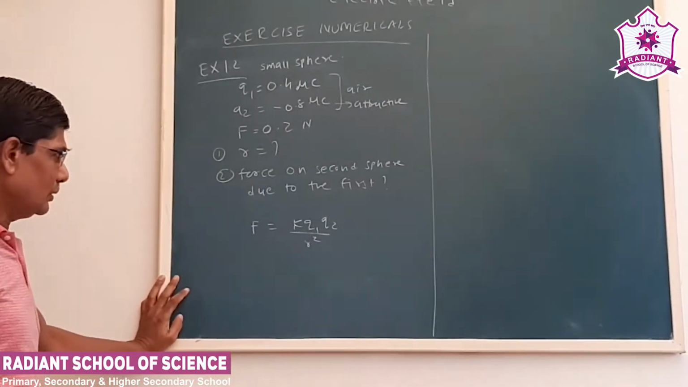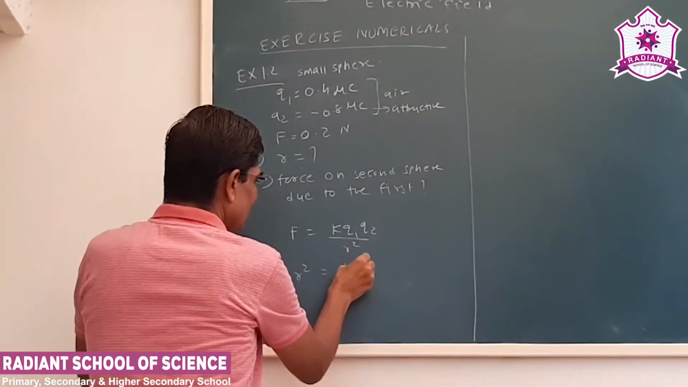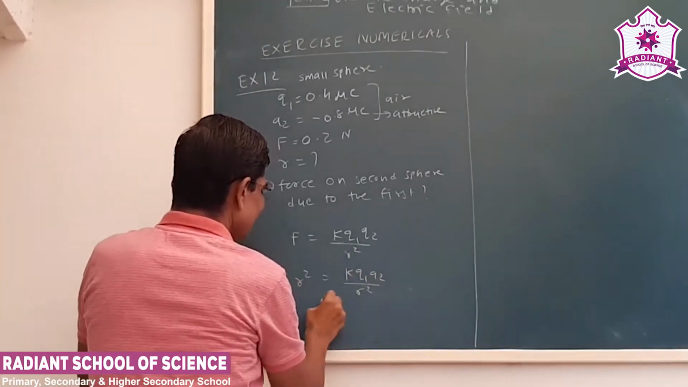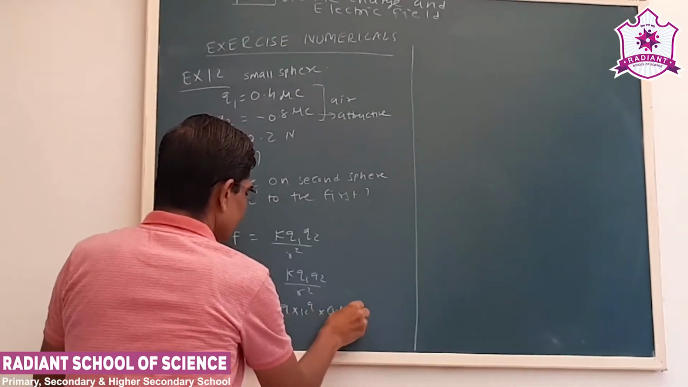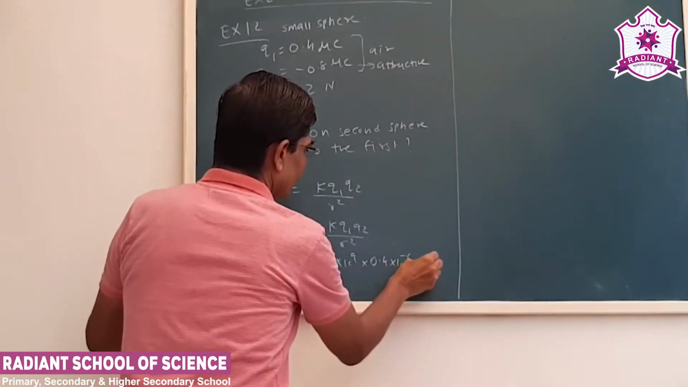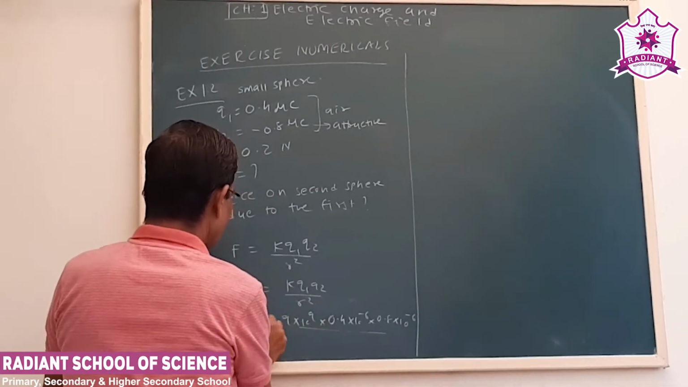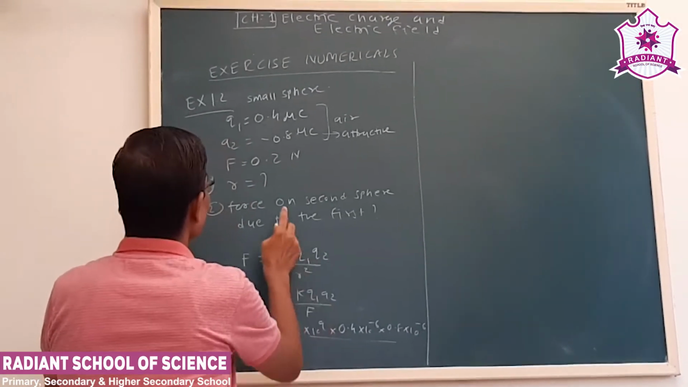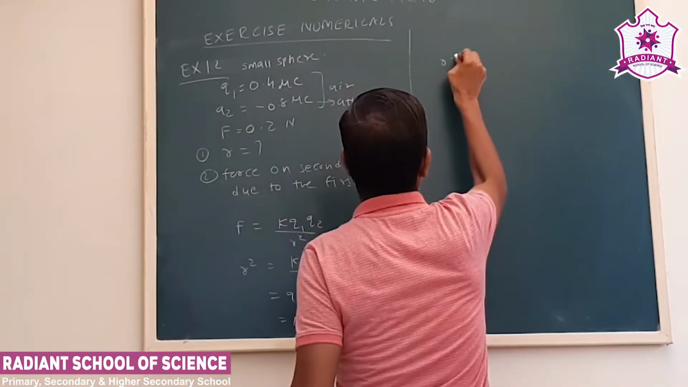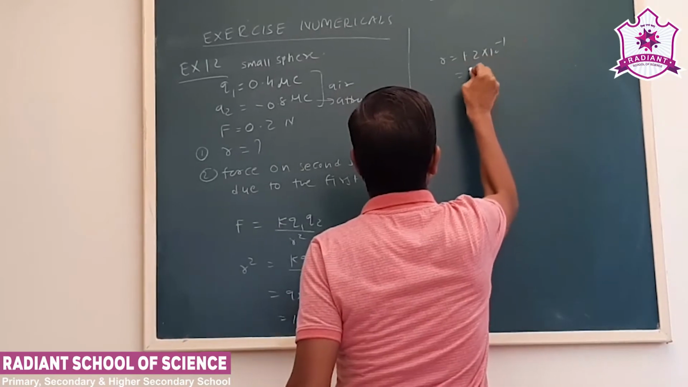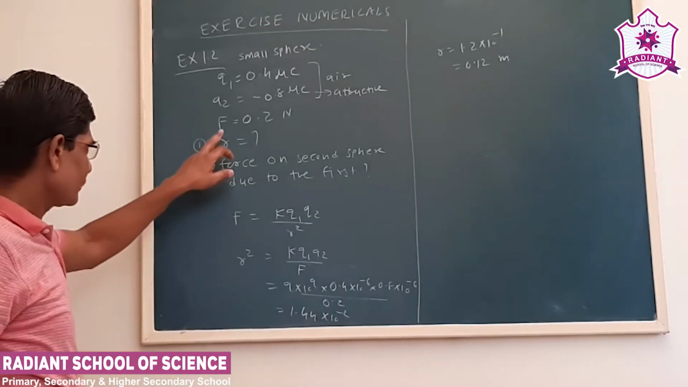Okay. Now we have to find out the distance between them. So we make r square the subject of the equation: 9 into 10 to 9, Q1 is 0.4 minus 6 point, upon. Okay, r square is F. We have to write here, F is how much? 0.2 Newton. Now if we solve, so r, okay. So that is the separation between the charges.